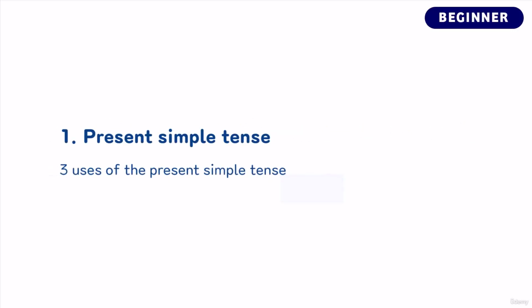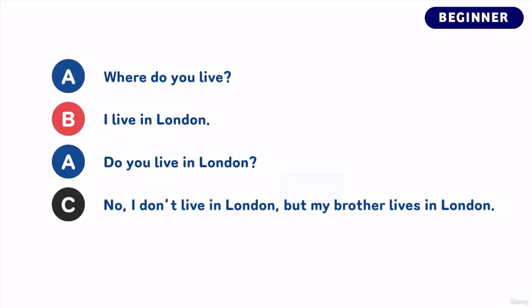In this lesson, we will continue to learn how to use the present simple tense, but for the next few lessons, we will focus on how we use the present simple tense. Now again, let's start with a dialogue from the previous two lessons. Where do you live? I live in London. Do you live in London? No, I don't live in London, but my brother lives in London.